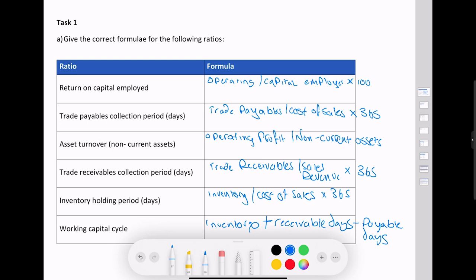So I sort of mentioned this previously when talking about the inventory holding days, but the quicker we can get around this cycle, the better. Because generally, if we can get around this cycle quicker, the more profit, the more money the business would generate. If we're thinking about buying inventory in, selling it, getting the money in from customers and paying off our suppliers, the quicker we can get around that cycle, the more money we should make. Excellent. So that covers task one. Let's now move on to task two.